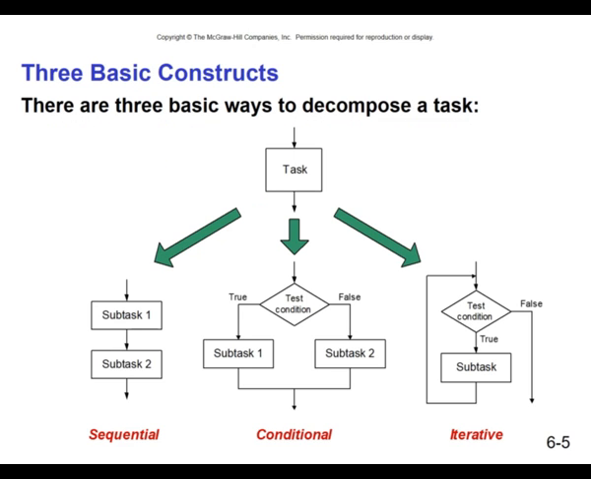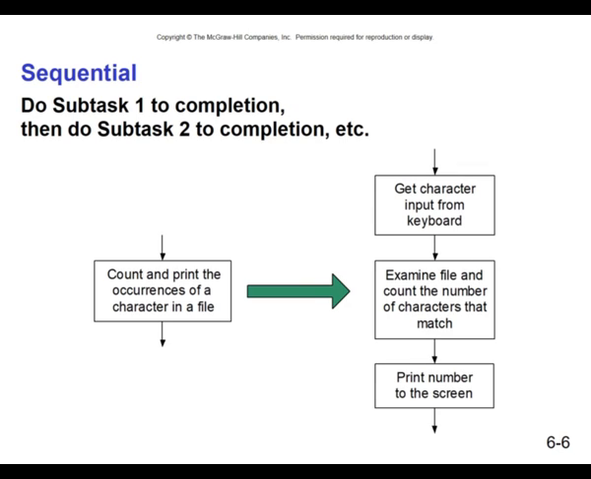So, three basic constructs. There are three basic ways to decompose a task, which are sequential, conditional, and iterative. Sequential is where we solve the subtasks step by step. While conditional usually involves selection, if-else, and so on. And the last one, iterative, usually involves a while loop. So sequential is: do subtask 1 to completion, then do subtask 2 to completion, etc.